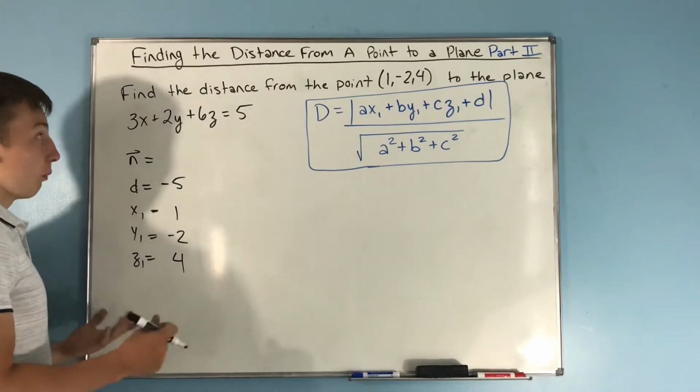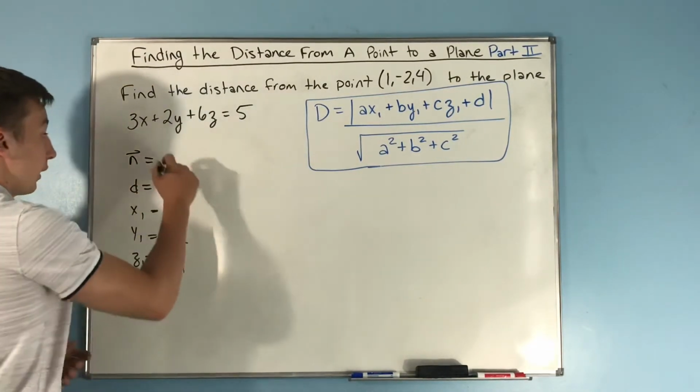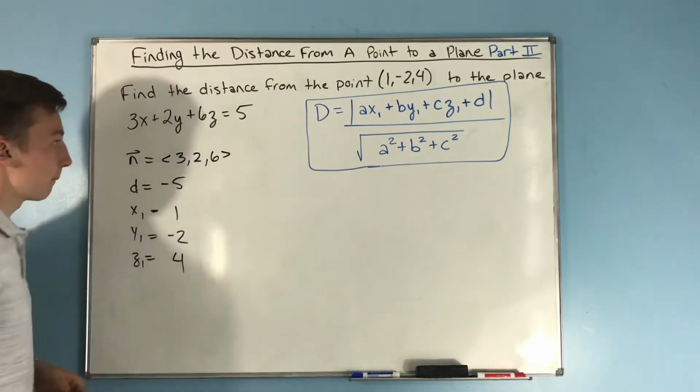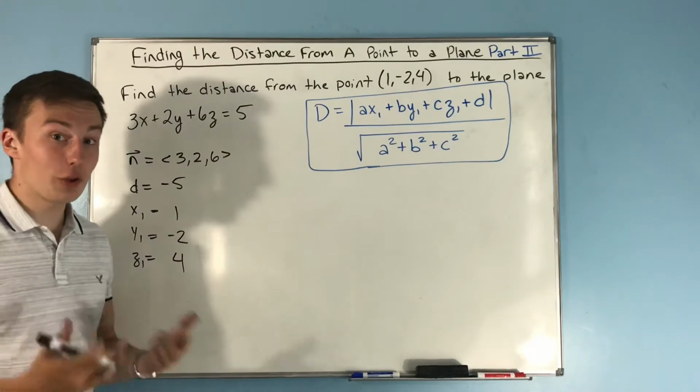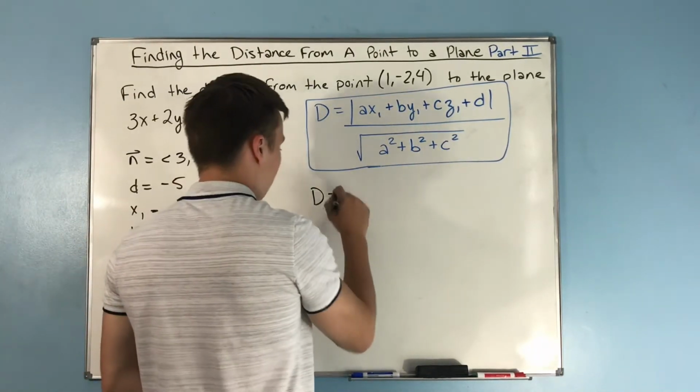So how do you find the normal vector? Well, it's just the coefficients on x, y, and z. It's going to be 3, 2, and 6. And now all you have to do is just plug right into this distance equation. So it is actually pretty nice.